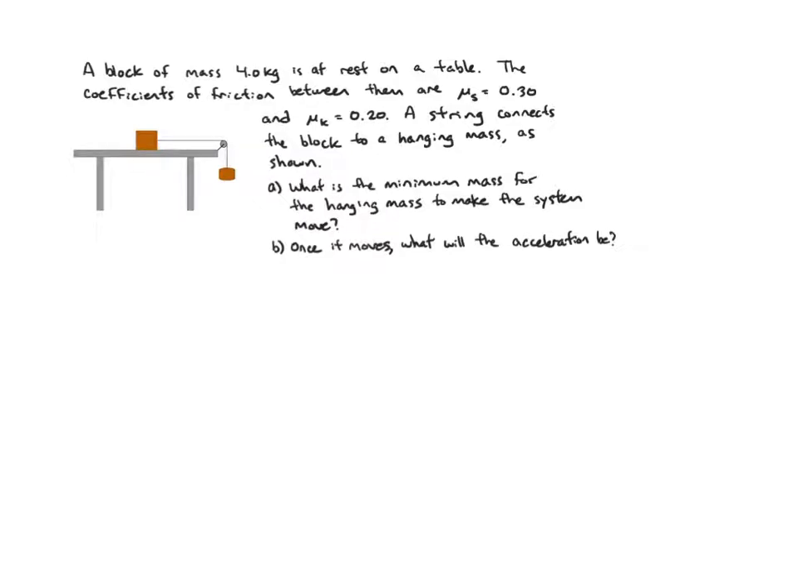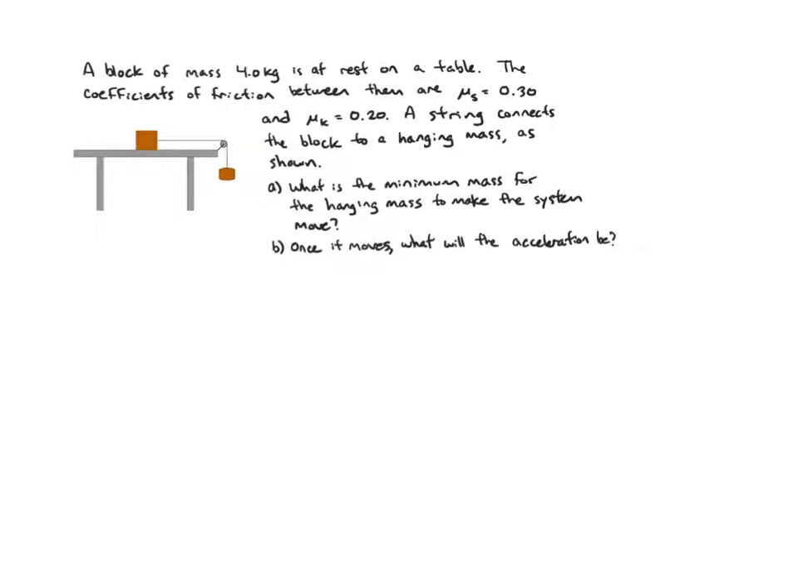Okay, so right now the system is at rest and the hanging mass wants to fall down, and when it tries to fall down, since it's tied to a string, it will also try to pull the block on the table towards the right. However, it might not move it because the friction between the block and the table might be too strong to make it move.